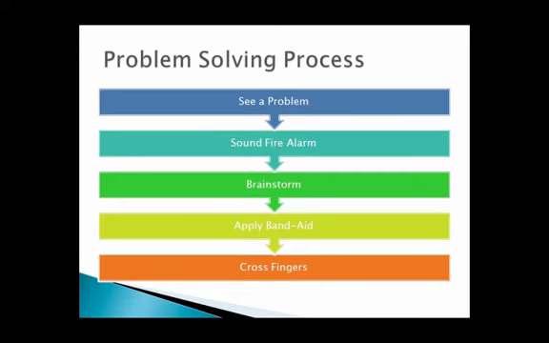So I've documented what I think is what most people's problem-solving process is. They see a problem, sound the alarm, start brainstorming, maybe pull a few people together, maybe they're just brainstorming on their own. Then they apply a Band-Aid, a quick fix, and then cross their fingers and hope it doesn't come back. So there's a Japanese saying that says when we kill something, we want it to stay dead. That's what we'd like our problem-solving process to do for us. If we find a problem and we kill it, we'd like it to stay down.